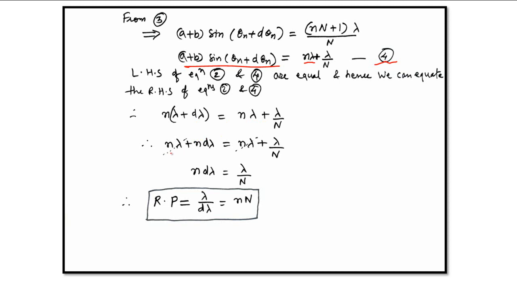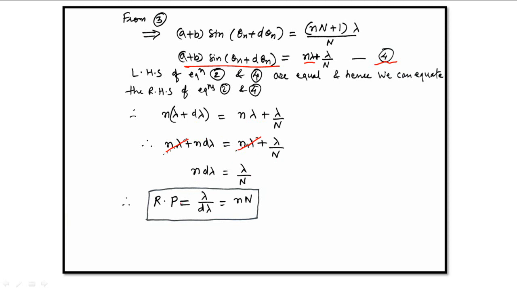So solving this, we get n lambda plus n into d lambda, which is equal to n lambda plus lambda by n. So this n lambda minus n lambda will be equal to 0. So we get n into d lambda, which is equal to lambda divided by n.